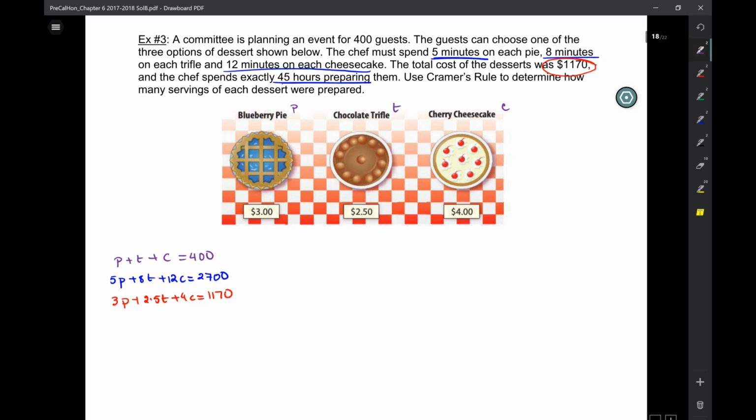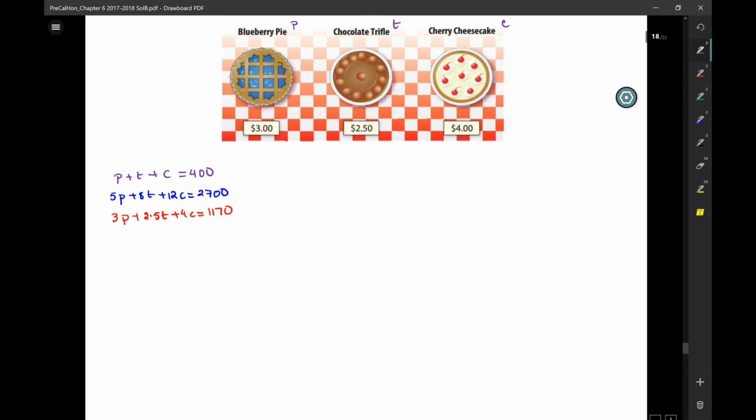And now we have ourselves a matrix. So the A matrix is 1, 1, 1, 5, 8, 12, 3, 2.5, and 4. The AP matrix is, the first column will be 400, 2,700, and then 1,170, then 1, 8, 2.5, 1, 12, and 4. It's not 3, it's 1170. Okay.